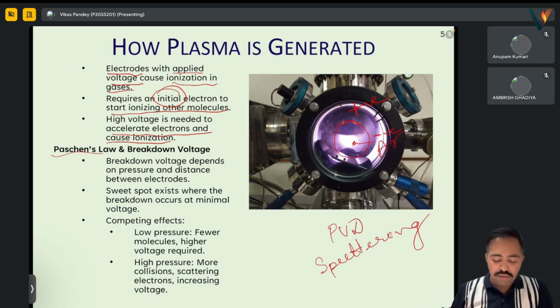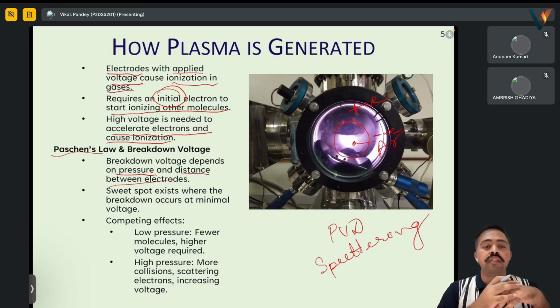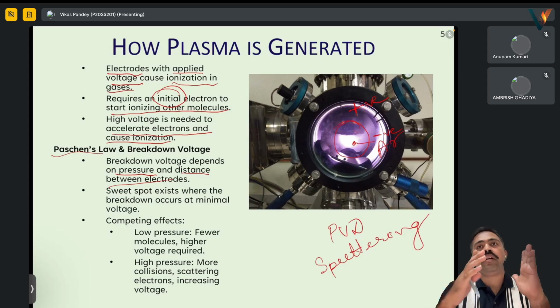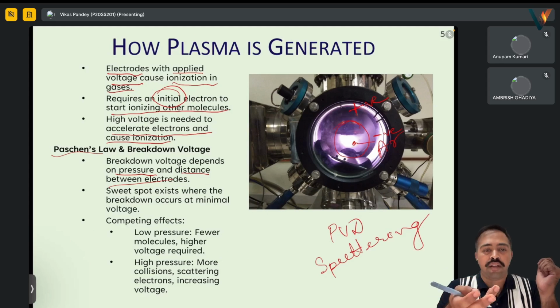This depends on pressure and distance between the electrodes. So it is not that if we keep the electrodes at a very large distance, we will still get it, because ideally that field has to be created. And if it is very weak, the ionization might not occur.